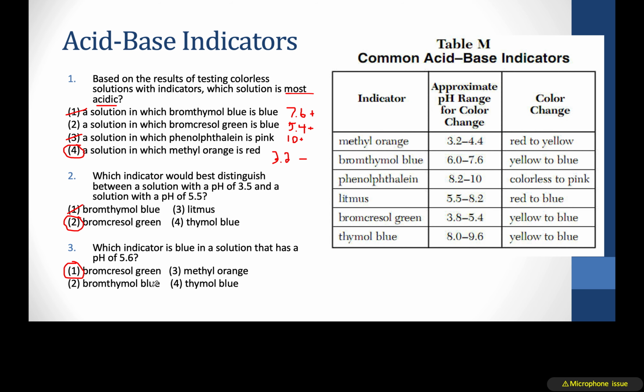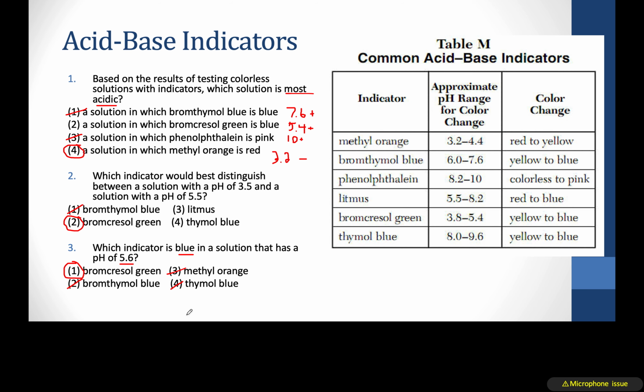So bromthymol blue, pH of 5.6. That's below the range. That's going to be yellow. All right, definitely not that one. 3, methyl orange. Well, first of all, methyl orange never even turns blue, so it can't be that, right? It's asking about blue in a pH of 5.6. And thymol blue, that's here. A pH of 5.6 is on this end, which means it'll be yellow. Okay, so yeah. So our answer is 1.